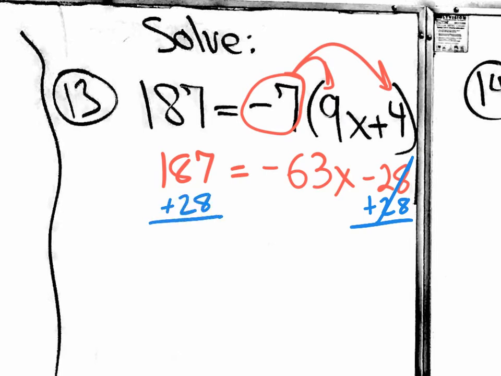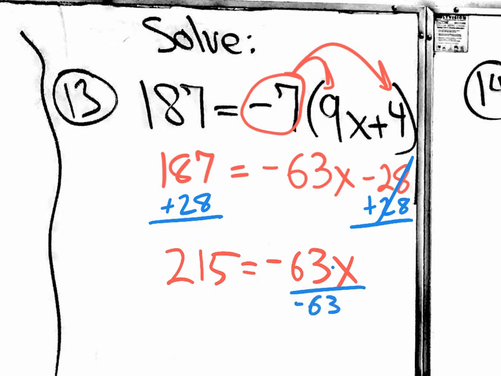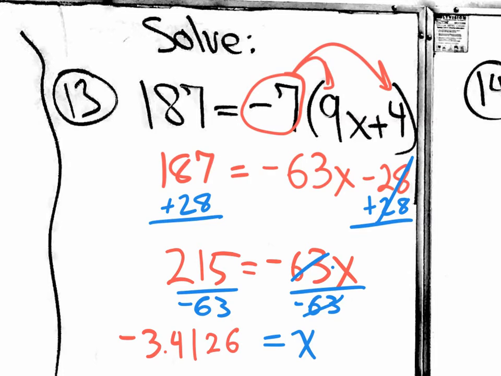And calculator time. We have 187 plus 28 equals 215. So I have 215 equals negative 63x. Final step will be to get rid of that negative 63 that's being multiplied by x. So let me divide by negative 63. Divide by negative 63. And of course, you do this on a calculator. x equals 215 divided by negative 63 on a calculator. You're going to get negative, it's ugly, negative 3.4126.